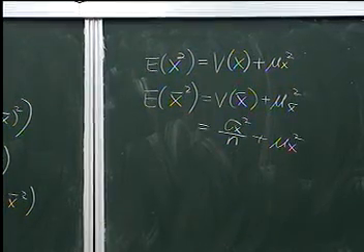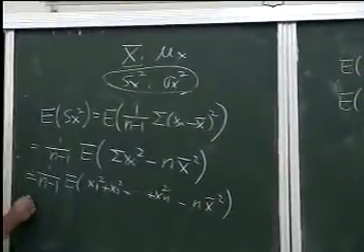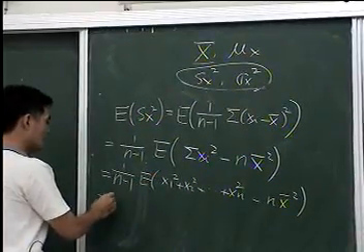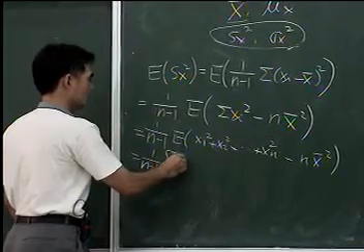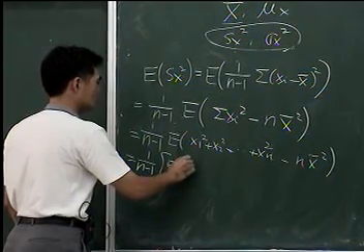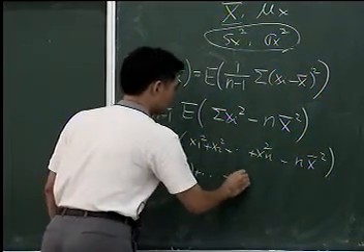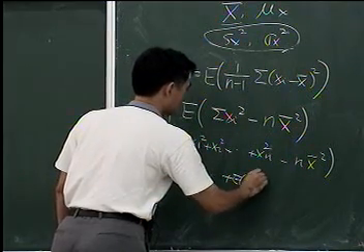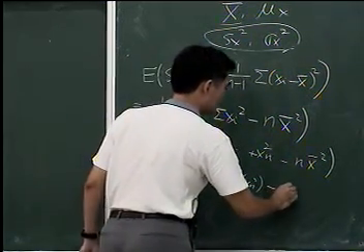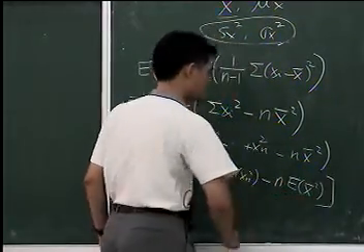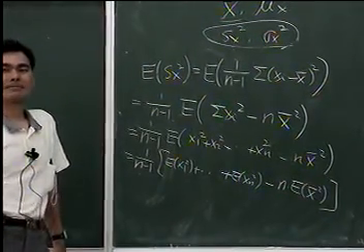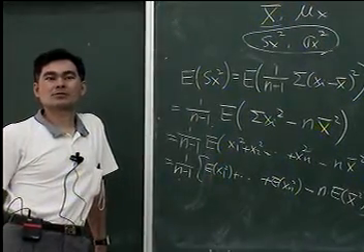Any questions so far? So now let's try. So what do you have? As a matter of fact, we have 1 over n minus 1 times the expectation of x1 squared plus up to the expectation of xn squared, minus n times the expectation of x bar squared, right? Any questions so far?